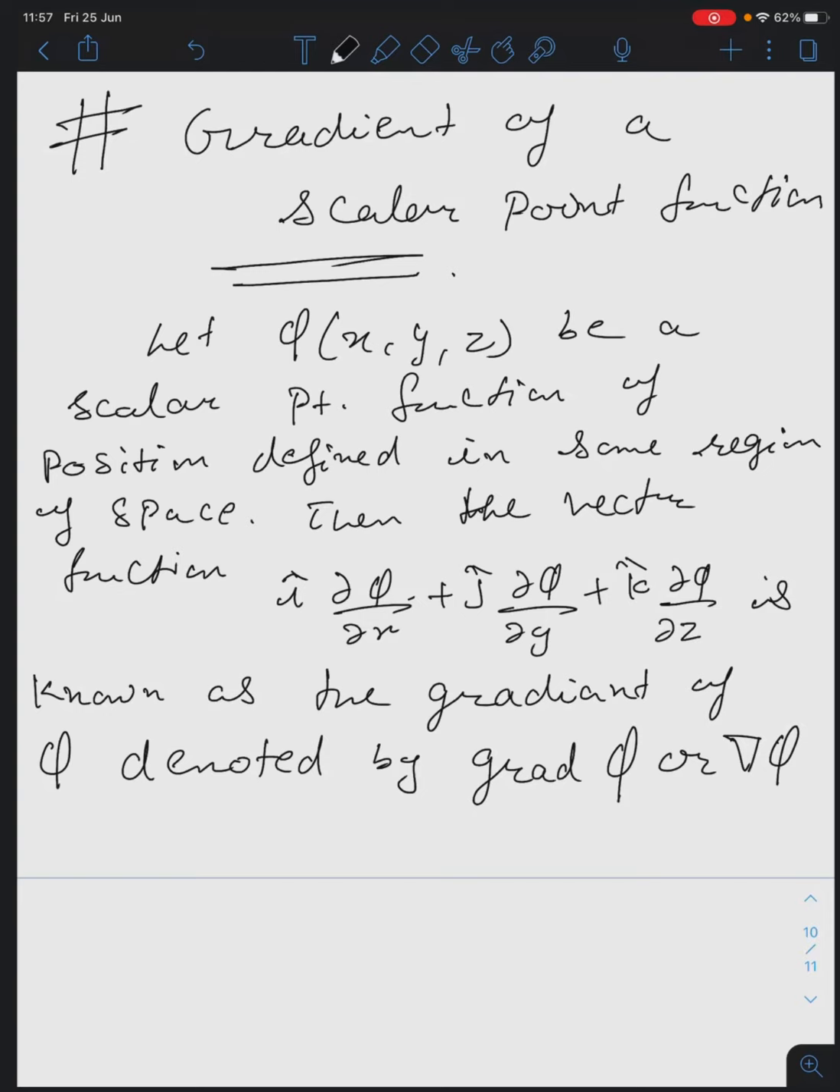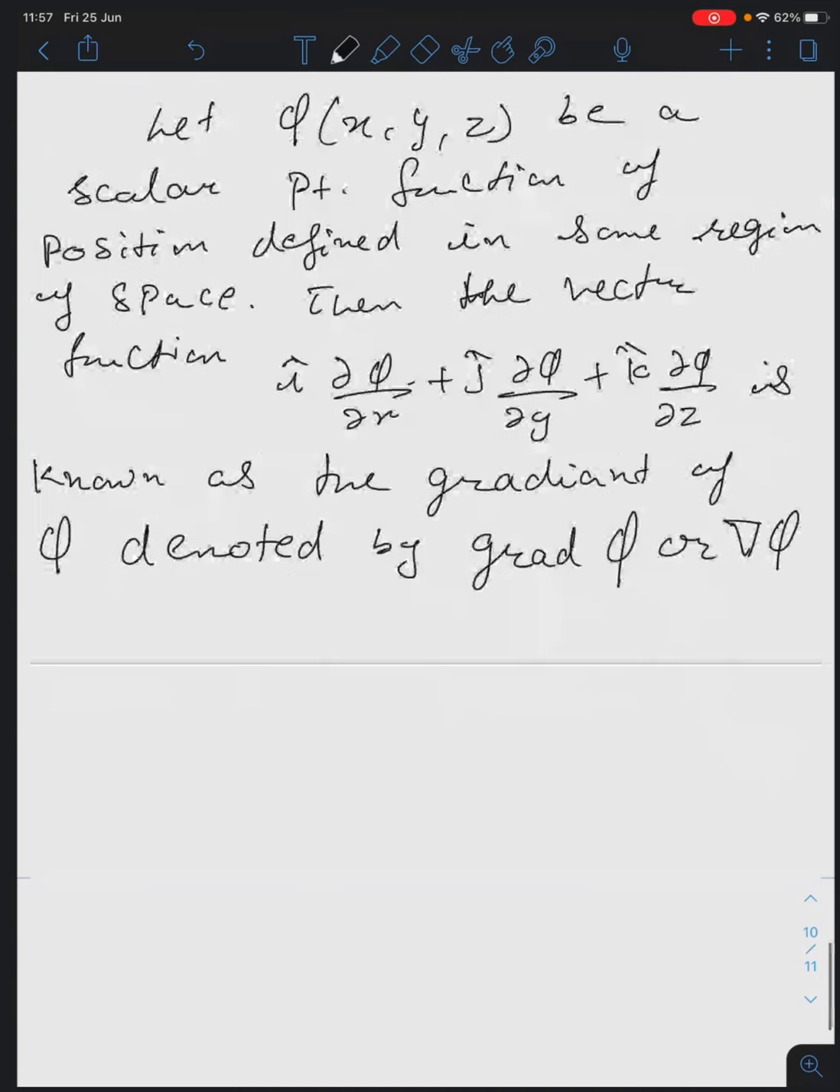If I write d by dt of some function, that means am I multiplying that d by dt with some function? No. What I'm doing is applying d by dt on some function. In the similar manner, if I write grad phi, or symbolically del phi, this doesn't mean I'm multiplying phi and del. I'm applying the operator del on the function phi, and this function phi is a scalar function. But when I apply the operator del on the scalar function, the result will be a vector function.